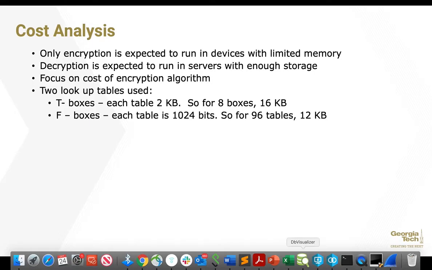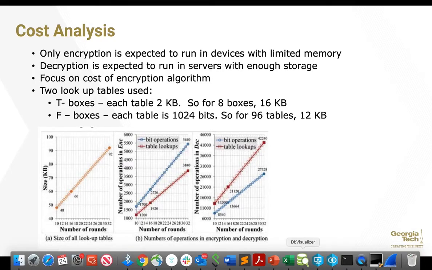So T boxes, each table is of 2 KB. So for 8 boxes, it will be 16 KB. And for F boxes, each table is 1024 bits. So for 96 tables, it will be around 12 KB. So the point you have to note is the storage requirement of the lookup tables is in KBs, not even in MBs. So it is going to be a lightweight algorithm.